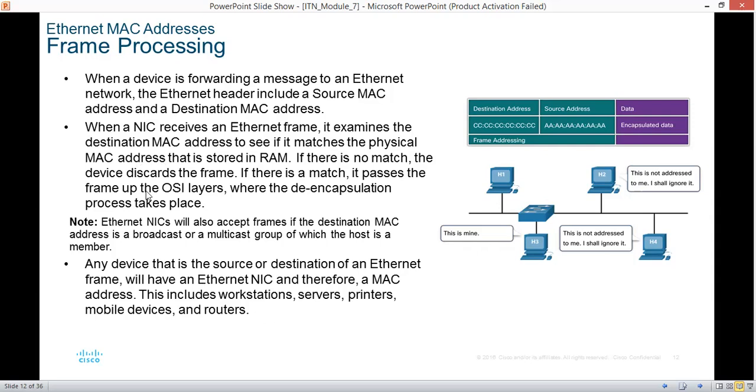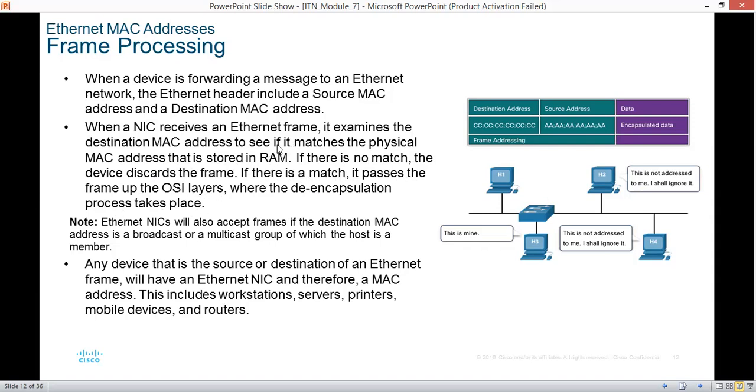And that is stored in the RAM. Now, if there is no match, the device discards the frame. And if there is a match, it passes the frame up to the OSI layers, where the encapsulation process takes place. So remember, we said what encapsulation is. The opposite side of encapsulation is de-encapsulation.